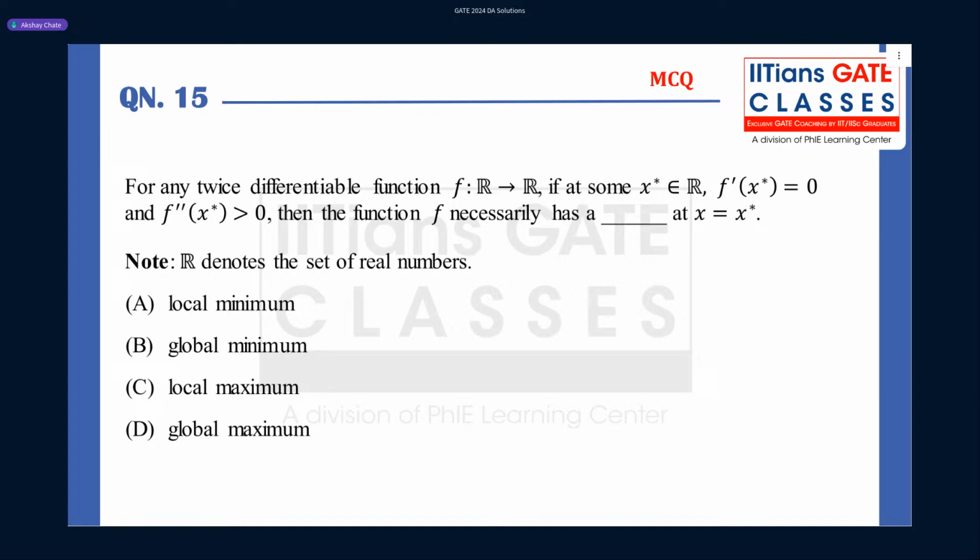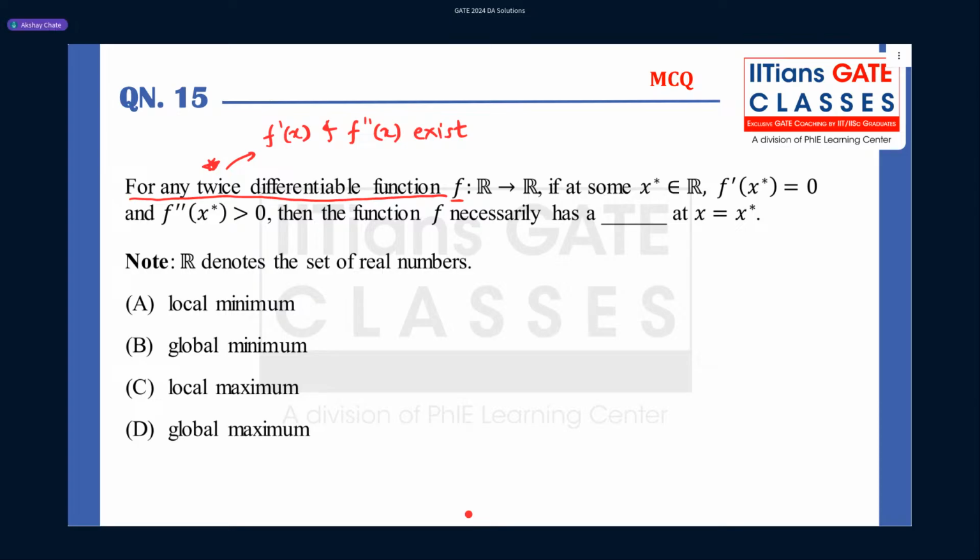So it is the 15th question, and it is about any twice differentiable function. This is your first hint. The question itself mentions that the function f, which is the function of interest, is twice differentiable. I hope you understand what twice differentiable means. It means that the first derivative, f dash of x, and the second derivative, f double dash of x, exist.